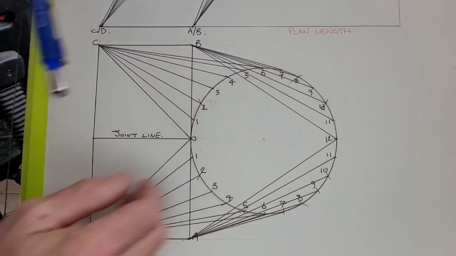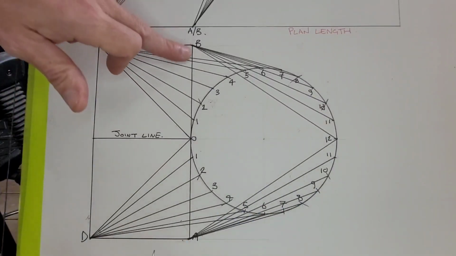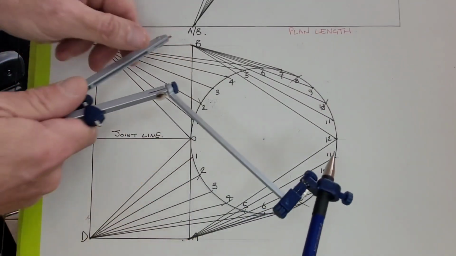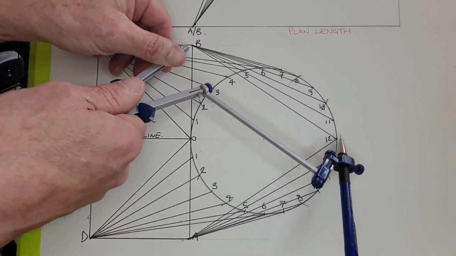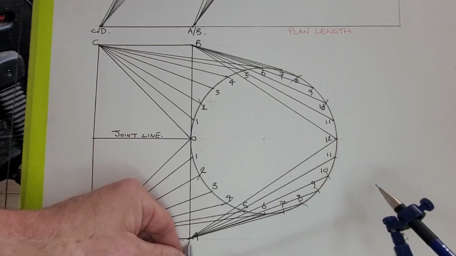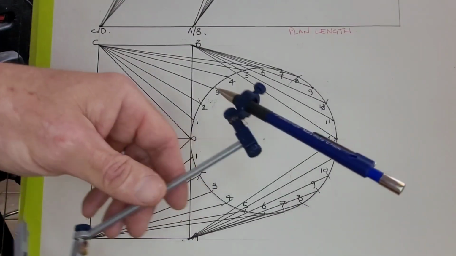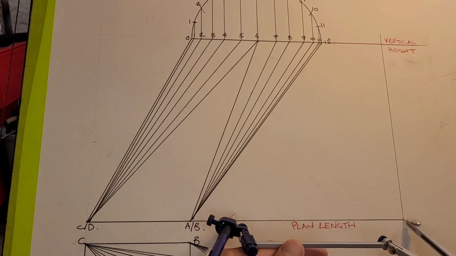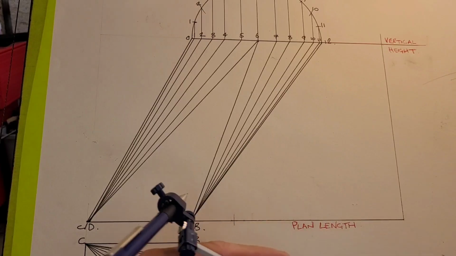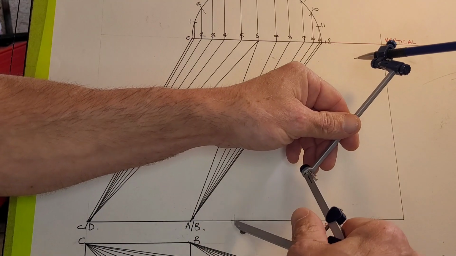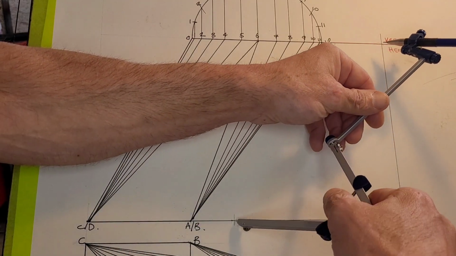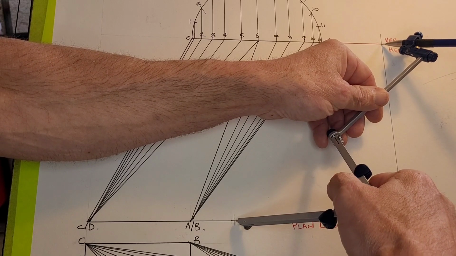This is our plan, so we take the plan length. The starting point was AB, so I'm going to start from the corners there. B to 12, which is A to 12 also. So I take my plan length, plot it on the plan length line, take up the vertical height, and this will give us our true length.